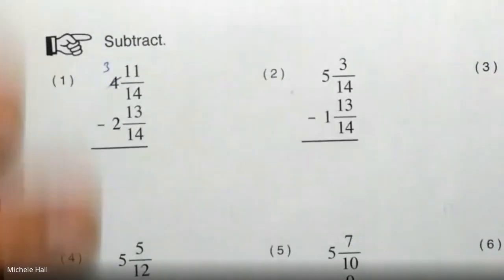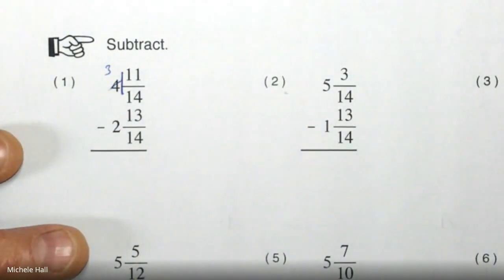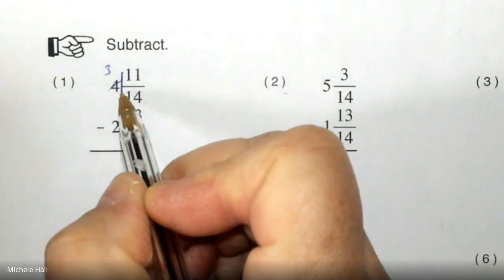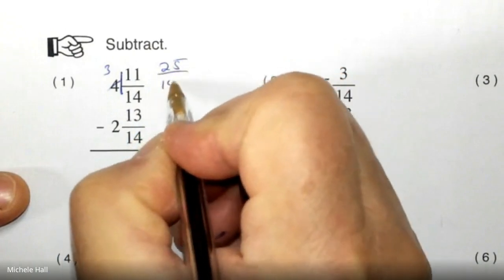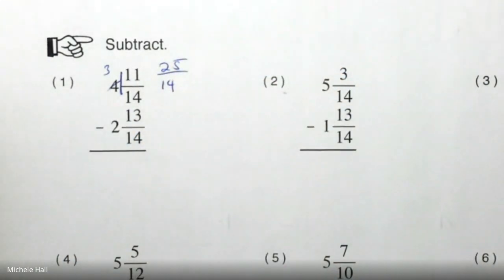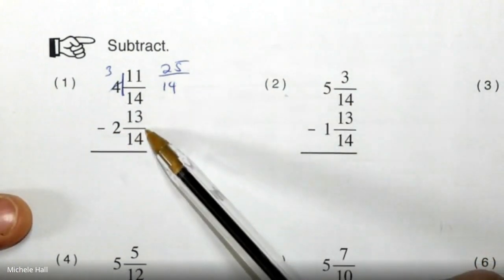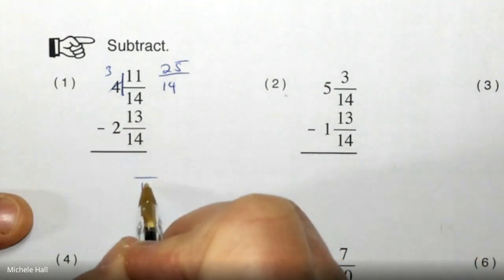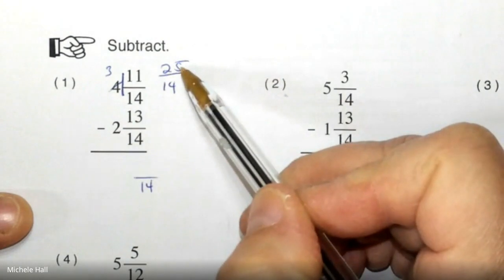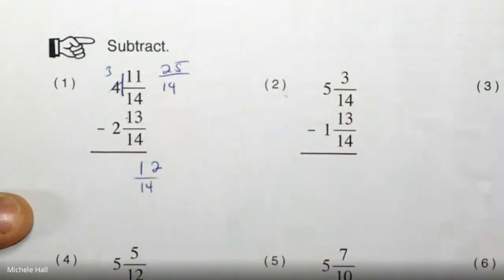I'm going to put my 1 right in front of that fraction. And now it says 1 11/14. And I'm going to change it to an improper fraction. 14 times 1 is 14, plus 11 is going to be 25/14. Now it says 25/14 subtracting 13/14. And I can do 25 minus 13. So I know my common denominator is already 14. 5 minus 3 is 2. And then 2 minus 1 is 1. So we got 12/14. Am I done?